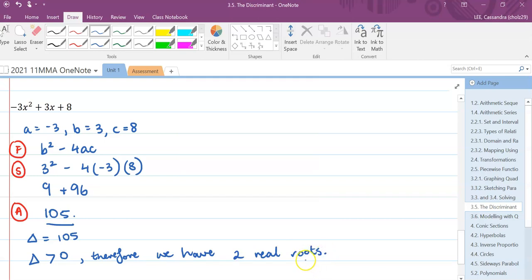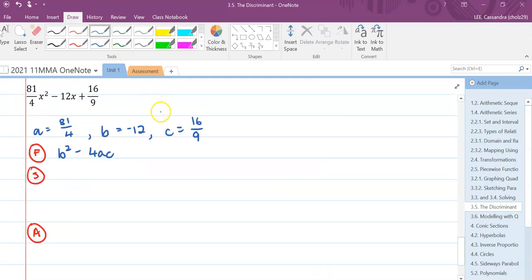All right, last one now. So starting off with our equation, we have 81 over 4 x squared minus 12x plus 16 over 9. So my values for a, b, and c respectively are 81 over 4, negative 12, and 16 over 9. So again, I have my formula, remembering that comes from underneath the root sign from the quadratic equation. So here my value of b is negative 12, so we have negative 12 squared minus 4 times 81 over 4, which simplifies immediately, times 16 over 9.